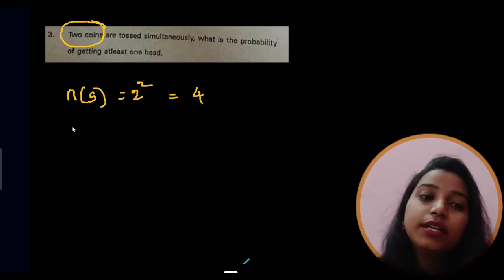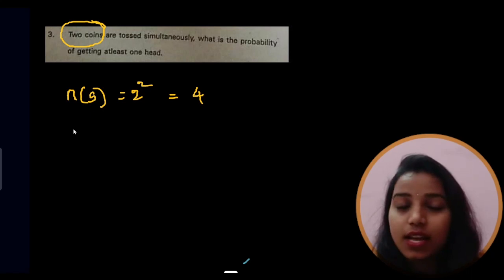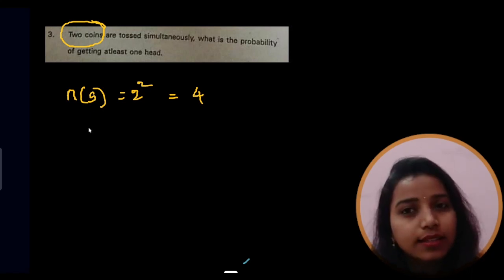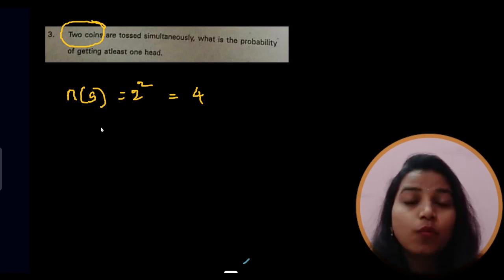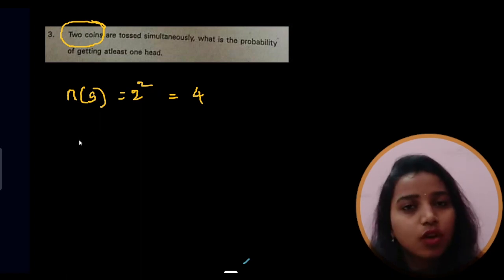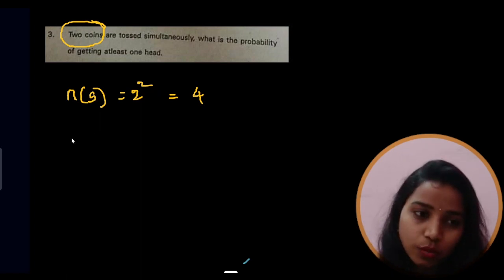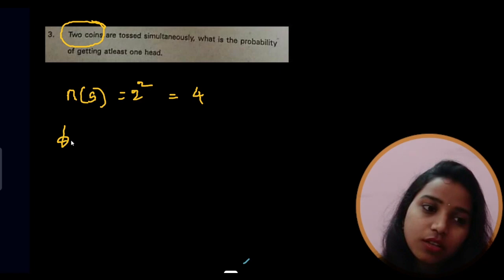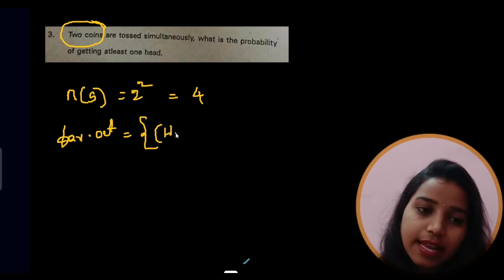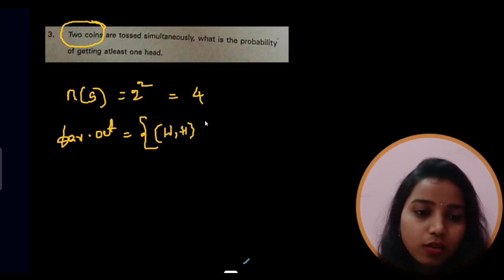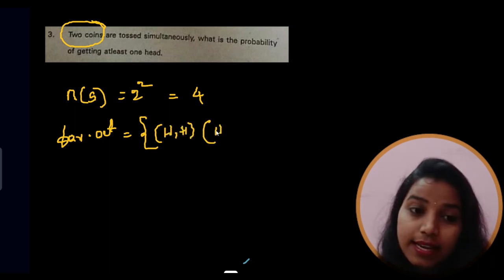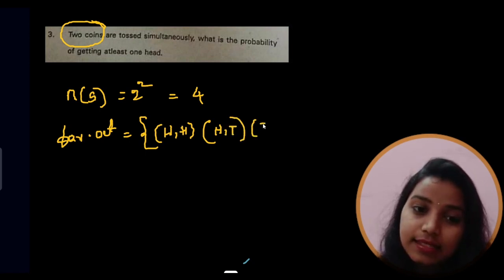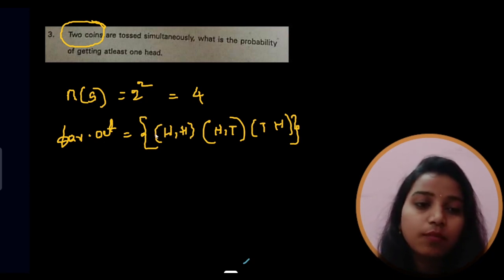Now, what is the favorable outcome here? They are asking the probability of getting at least one head, right? So at least one head means a minimum of one head should be there. So we can also take two heads. So favorable outcomes we can write as head and head. Also there is a possibility of getting head and tail, and tail and head. These are different cases, so make sure you take all of them.